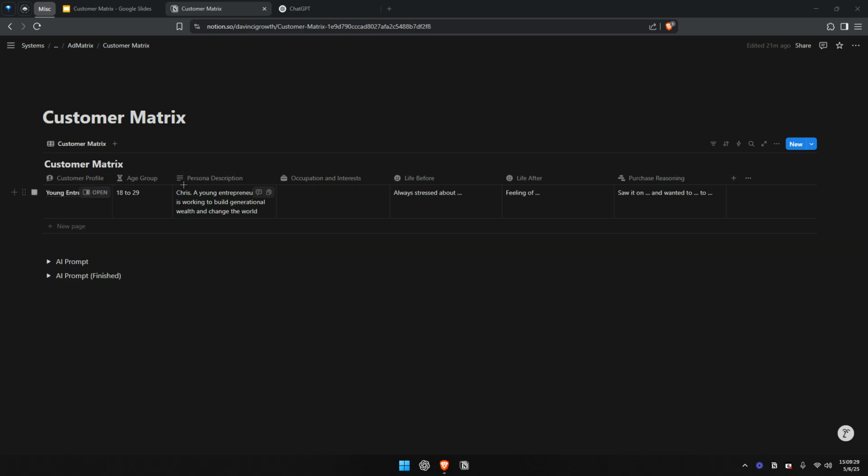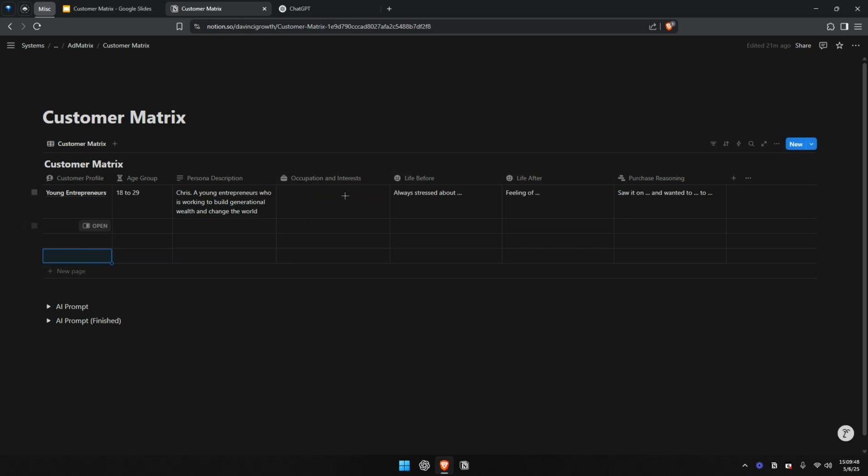And so for the persona for this specific profile, which like I said, you can have multiple different personas under the title of young entrepreneurs as our customer profile. We can have different personas. For this persona though, we have Chris, a young entrepreneur who is working to build generational wealth and change the world.